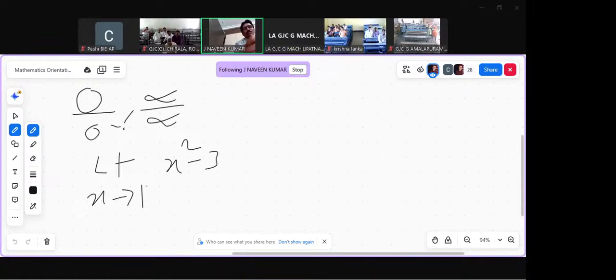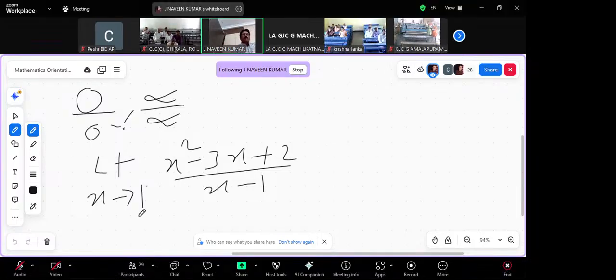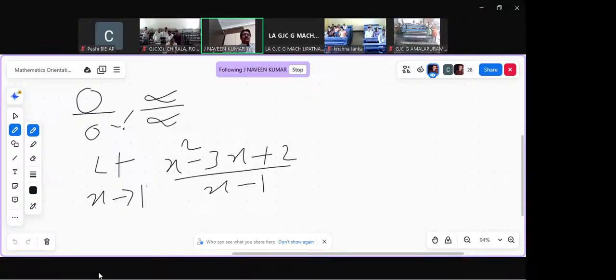x squared minus 3x plus 2 by x minus 1. With respect to factorization, it's a very simple problem. But if you observe any limit problem, first we can apply the substitution method. In the substitution method, if the answer is finite, then it is okay. If it is not defined, then we can go for the other method.